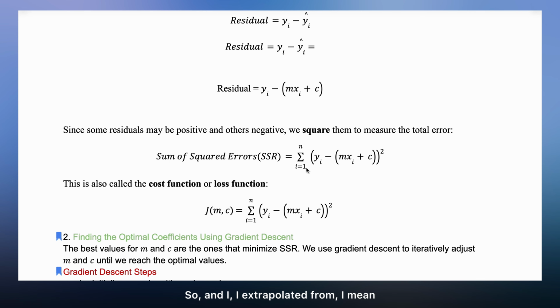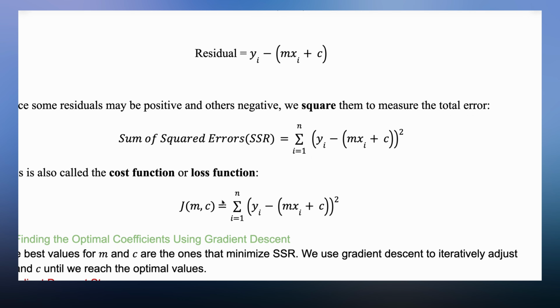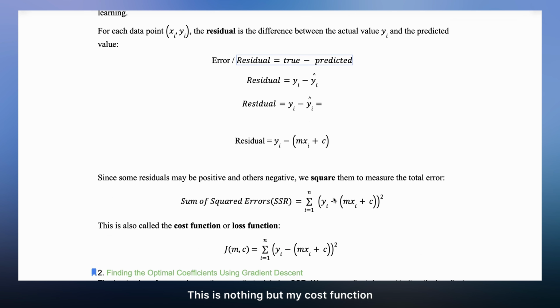If I mathematically formalize it, I iterate from i equal to 1 to n. I call my cost function J, a function of m comma c, represented as the summation of i starting from 1 and going all the way till n, which is nothing but my total input data points or training data points, right? And yi, which is my true value, minus mxi plus c, which is my predicted value, whole square. This is nothing but my cost function.